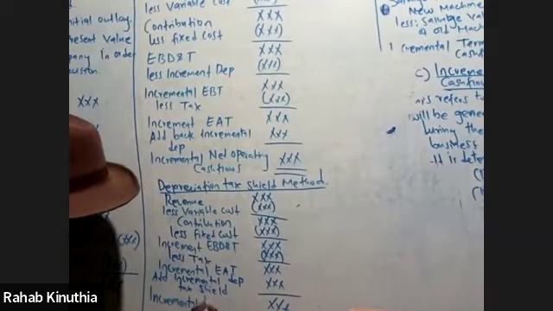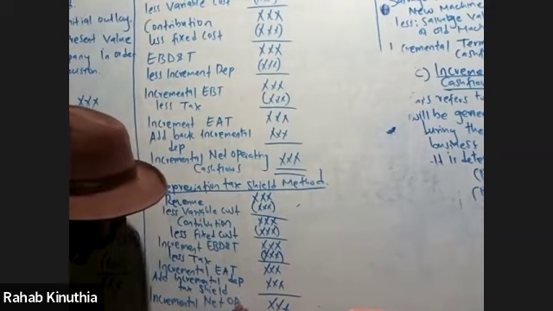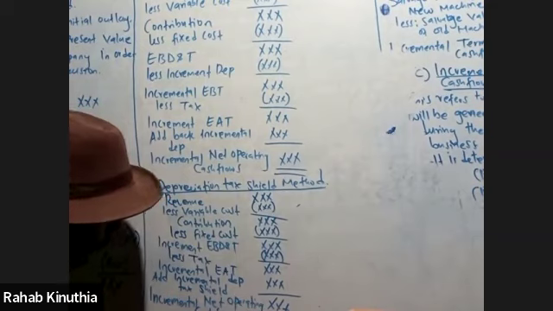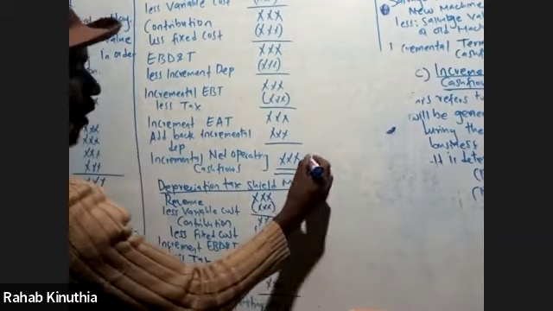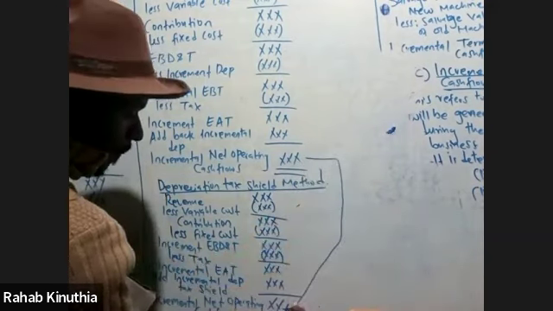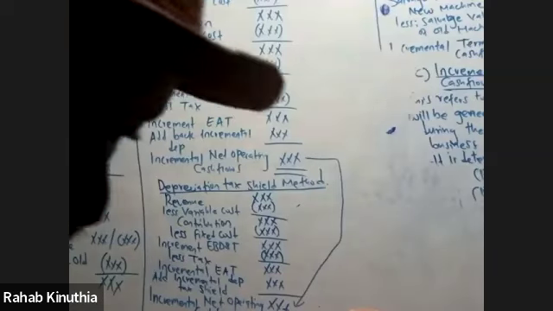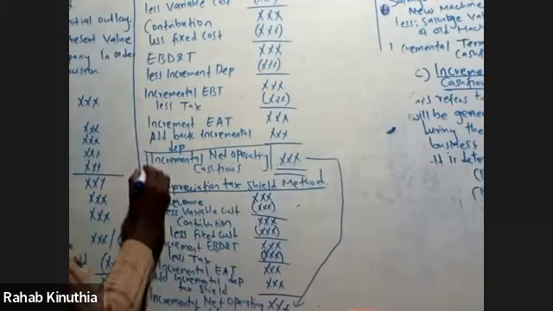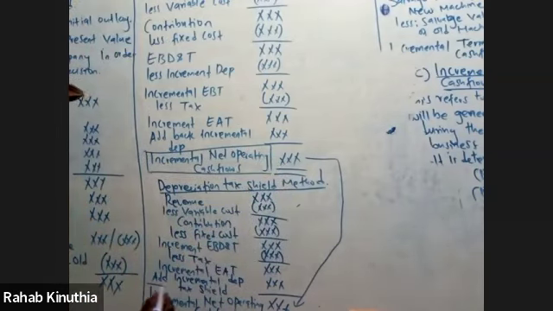Incremental net operating cash flows, which must be equal to this one. So these two must be equal. By using this method you get here, and by using this method you get here, the answer is the same. So whichever method you use, the answer will be the same.